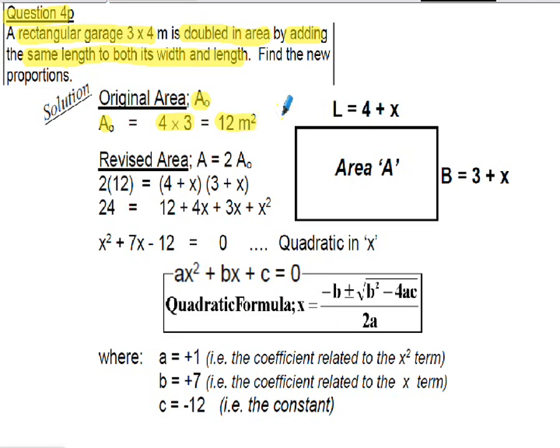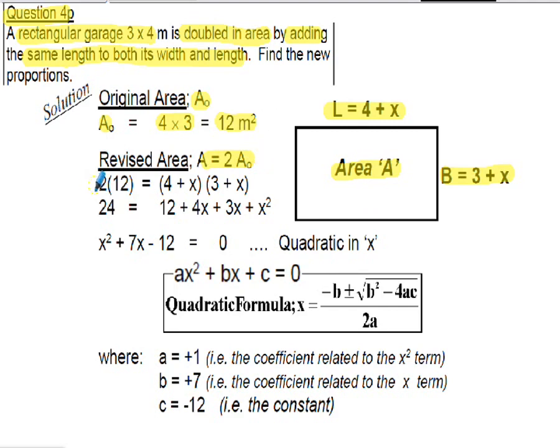The diagram we're using here represents the information in the question. We know that the new length will be 4 plus x, and the new width will be b equal to 3 plus x. So we've added the same value to both sides, and that value is x that we're trying to find. We know that the area is going to be doubled, so that's 2 multiplied by A0. So we can generate an equation now.